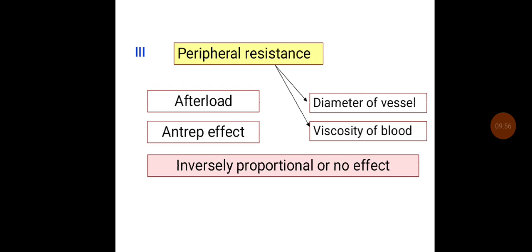Okay, so if the diameter of the blood vessel is more, the peripheral resistance is less, and if the diameter of the vessel is less, the afterload is more or peripheral resistance is more. Okay, and it also depends on the viscosity. If viscosity increases, it is going to increase the peripheral resistance and increases the load on the heart.